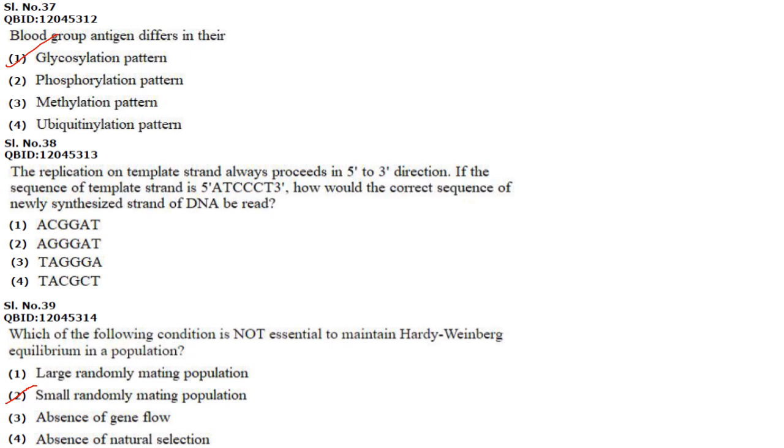Then next one. The replication on template strand always proceeds in 5' to 3' direction. If the sequence of template strand is 5' ATCCCT 3', how would the correct sequence of newly synthesized strand of DNA be read? So you have to make the complement of this particular strand, and it will be in the 3' to 5' direction. So 3' will be T, one minute. So complement of A will be T, of T will be A, of C will be G, G, G and again A.